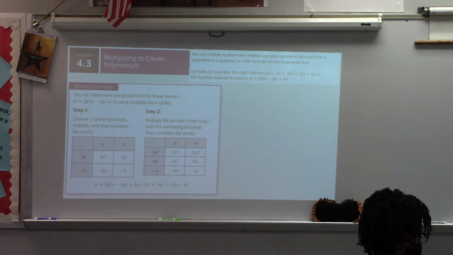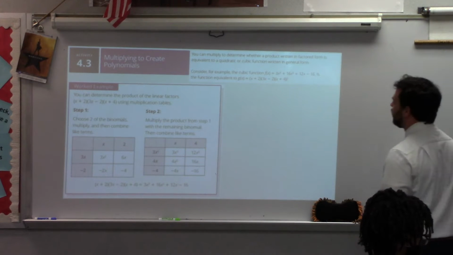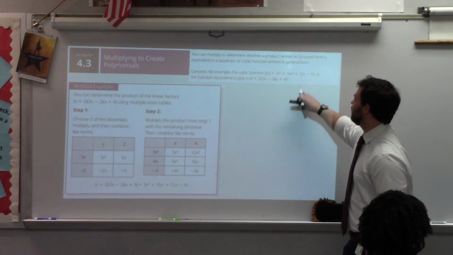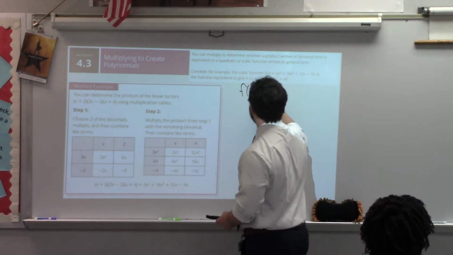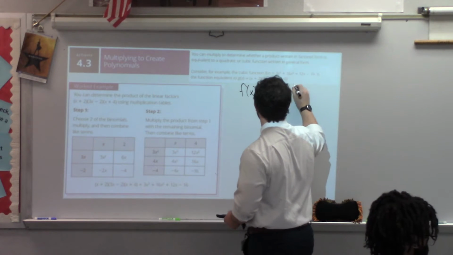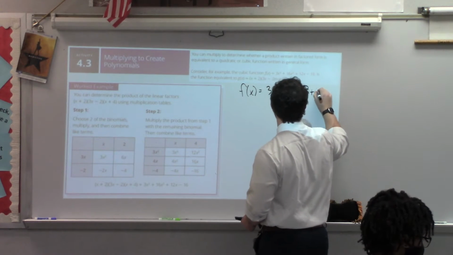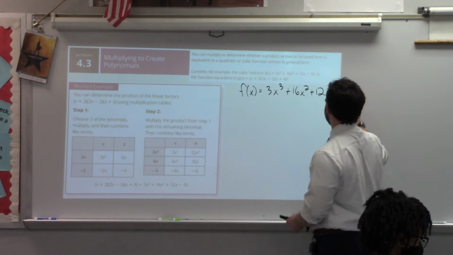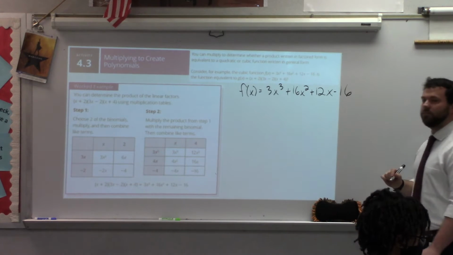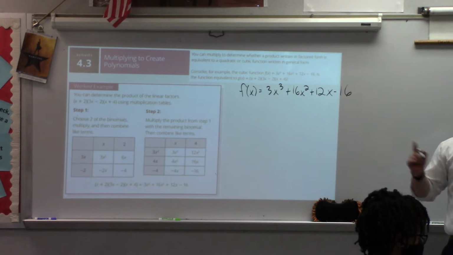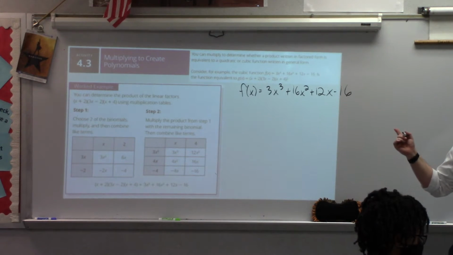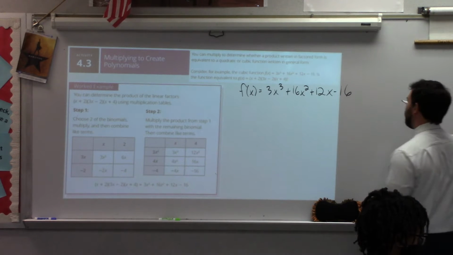Alright, while he's doing his push-ups, we've got the cubic function f of x equals 3x cubed plus 16x squared plus 12x minus 16. That's cubic. How do we know? 3 is the highest degree. Remember, what form is this? Standard form. We all good with that detail? Okay. So we got a standard form cubic function.